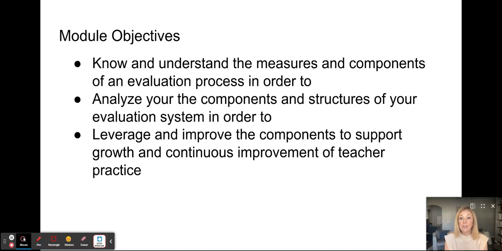So the first is to really know and understand the measures and components of an evaluation process in order to analyze the components in your own evaluation system. And ultimately, we want to know and analyze those pieces because, as future leaders and current teacher leaders, my objective is for you to be able to leverage and improve those components to support growth and continuous improvement of teacher practice.